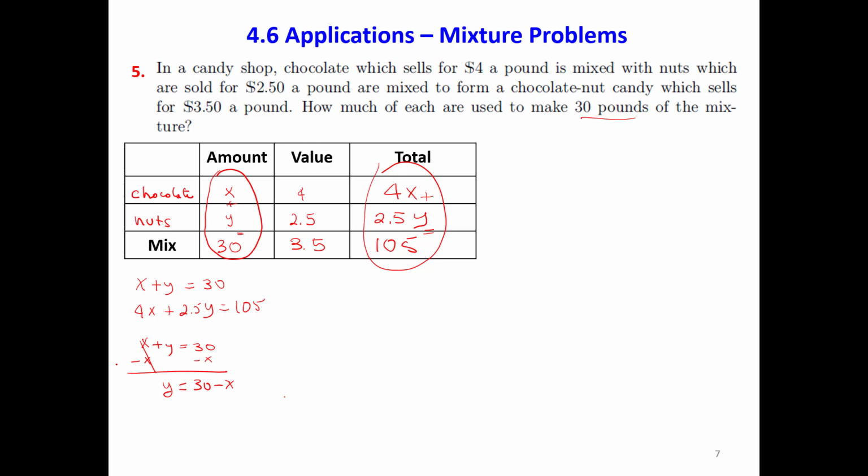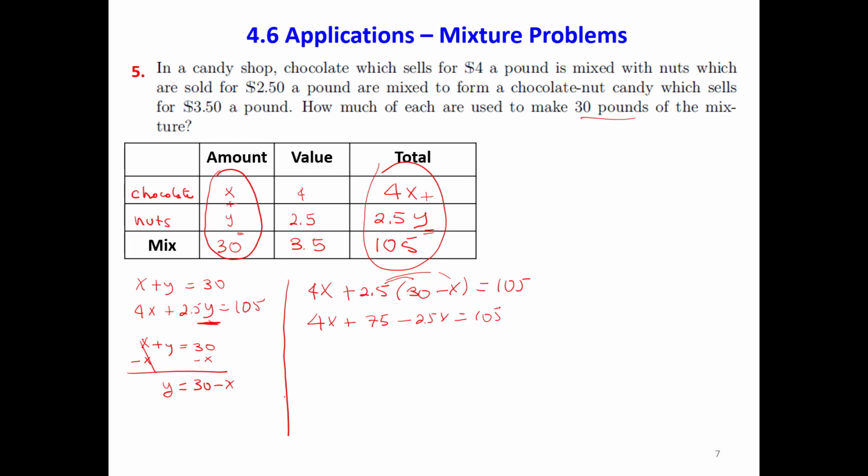Now we will substitute the y value into the second equation. Then we will have 4x plus 2.5y, but y is 30 minus x, equals 105. Now let's distribute here. Then it's 4x plus 2.5 times 30 is 75, and 2.5 times minus x is minus 2.5x.